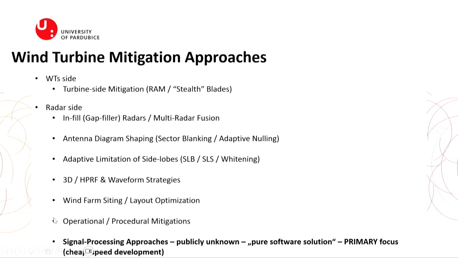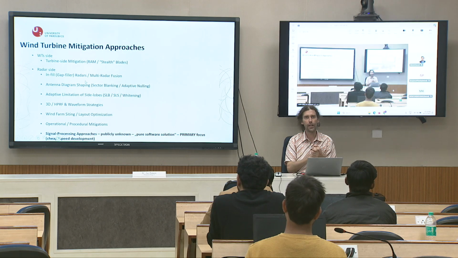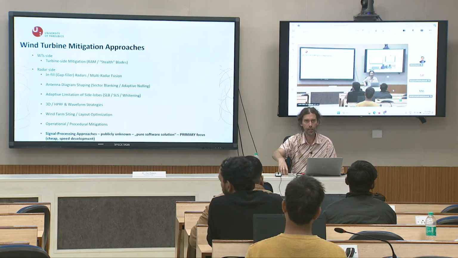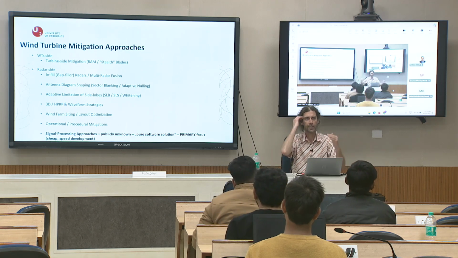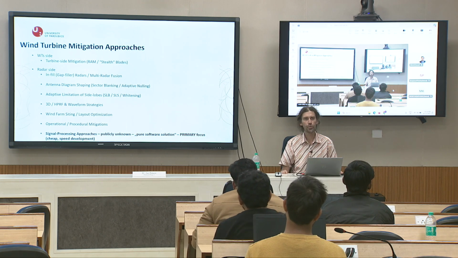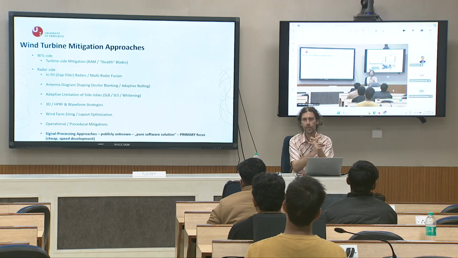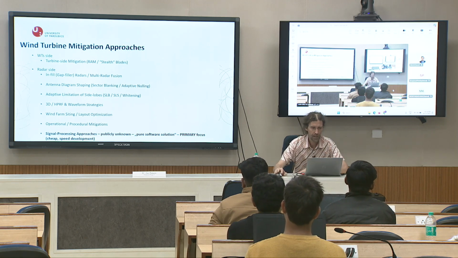From the radar side, you can see there are plenty and plenty of different solutions. First is infill or gap filler radars. In an area where you have wind turbines or a wind turbine farm, it is better to place an additional radar that will cover this area. But what do you think? It is a relatively good solution, but you need to buy new hardware, and it is extremely expensive. Again, we are back. We are always back at money. So it is really expensive. Then we can do antenna diagram shaping.